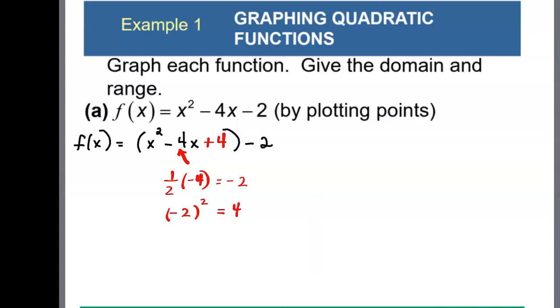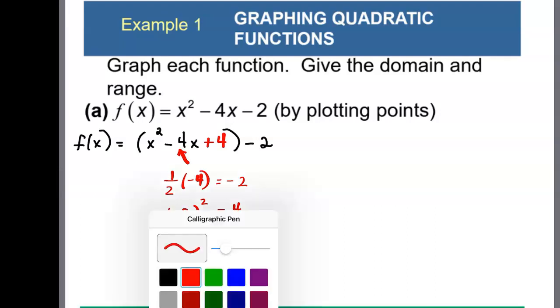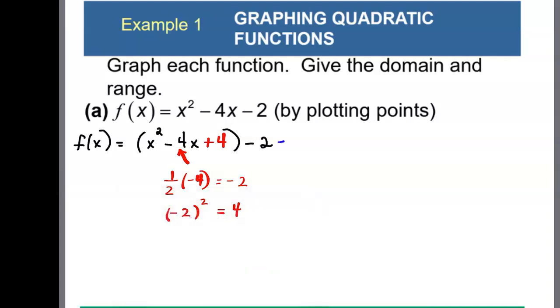Now, to keep the function balanced, we don't want to change it. So by adding 4, we're changing it. We need to balance that out. So because we added 4, we're now going to subtract 4 to keep our function unchanged. So we get f of x equals (x minus 2) squared minus 6.